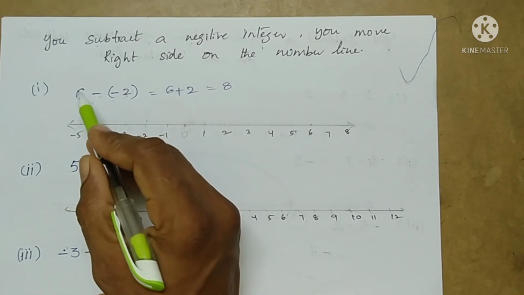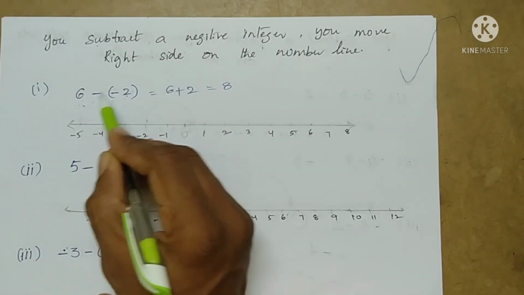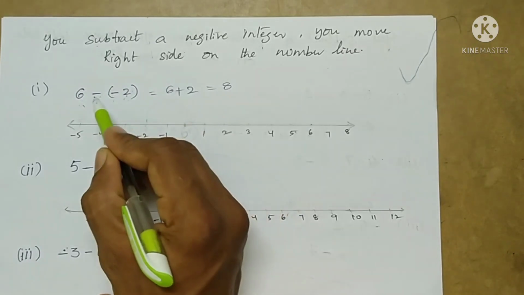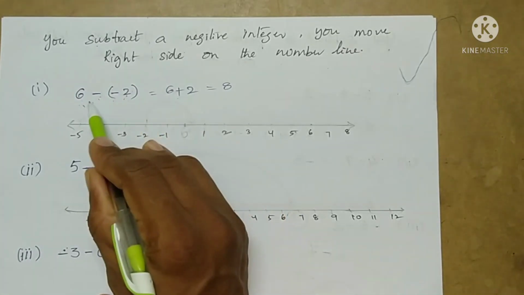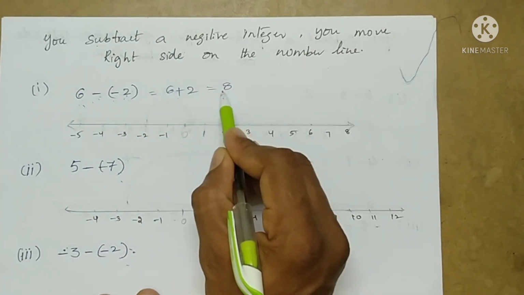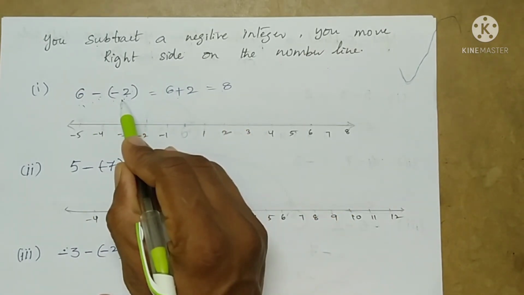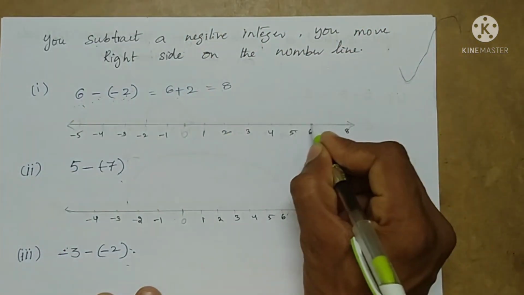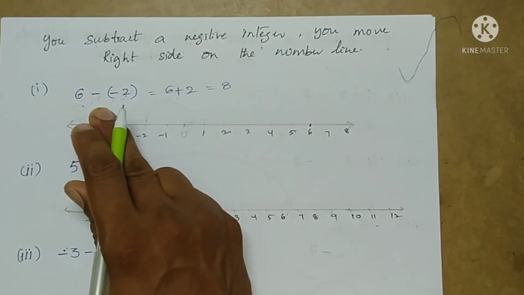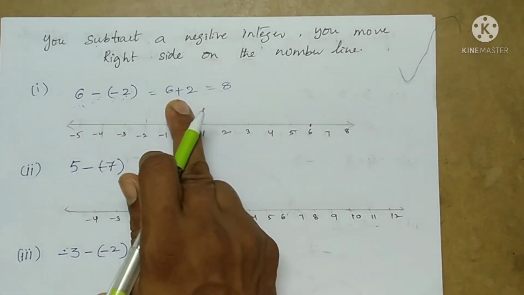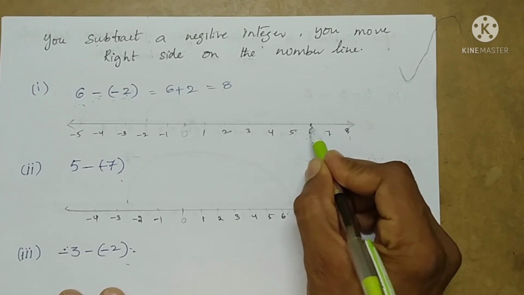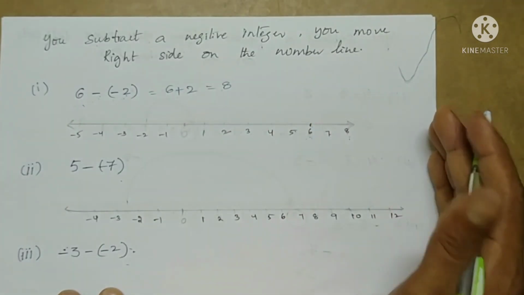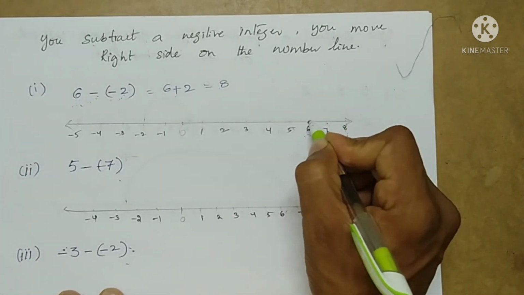So here the first question: 6 minus of minus 2. Subtract a negative integer. Here minus into minus is plus. 6 plus 2, the result is 8. Subtract a negative integer, you just move right on the number line. So here 6 minus of minus 2 means plus 2. Here 6 is here. So plus 2 means you move right on the number line: 1, 2.